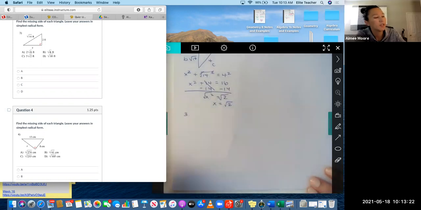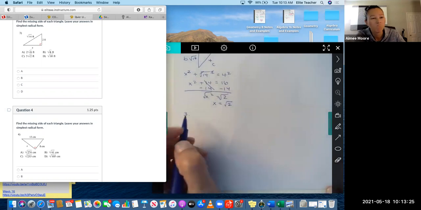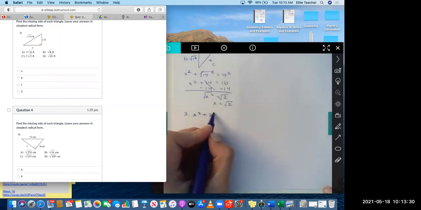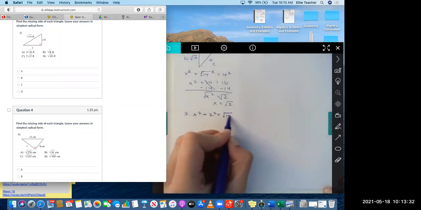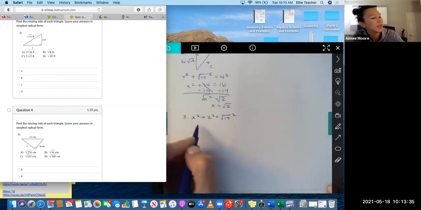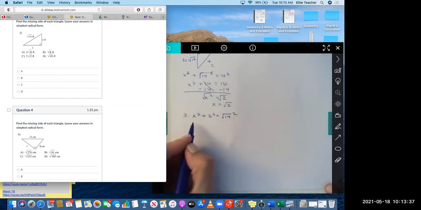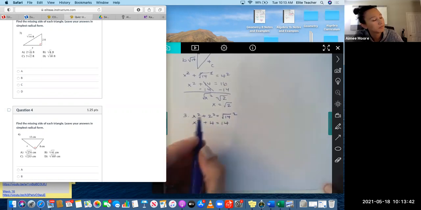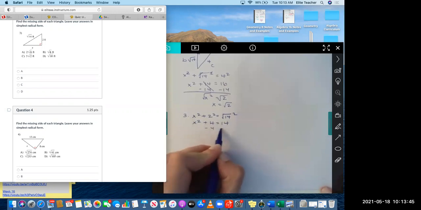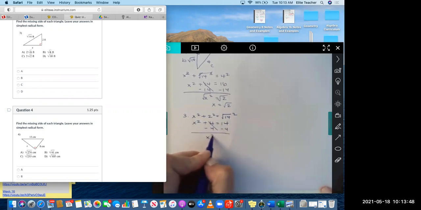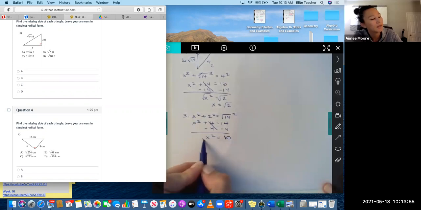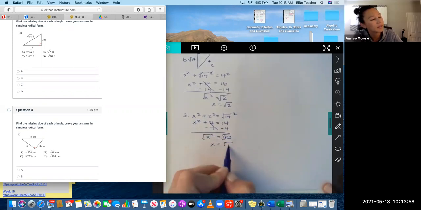All right, Jasmine, what was your equation for number 3? X squared plus 2 squared equals radical 14 squared. Excellent. And then what'd you get for the next step? X squared plus 4 equals 14. Good. And then what did you do? Subtract 4 on both sides. And then I get x squared equals 10. X squared equals 10, and then you take the square root. Yep. So x equals the square root of 10. Very good.